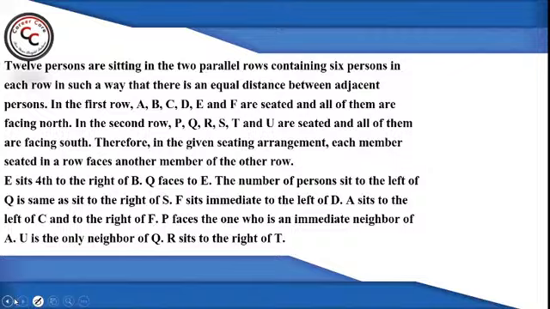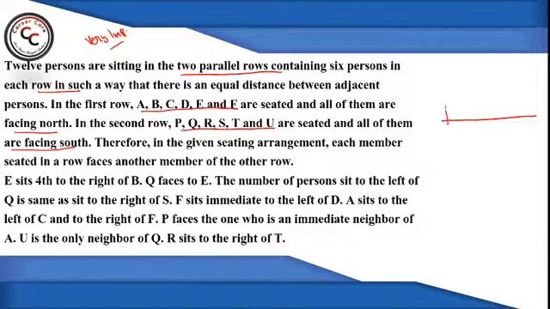Now look at this particular question. This question is one of the very important models, purely based on sitting arrangement. Sitting arrangement, basically if you see, linear arrangement, right? So 12 persons are seated in 2 parallel rows containing 6 persons in each row in such a way that there is an equal distance between adjacent persons. In the first row, A, B, C, D, E, F are seated and they are facing north. In the second row, P, Q, R, S, T, U are seated and all of them are facing south. Therefore, in the given sitting arrangement, each member seated in a row faces another member of the row.